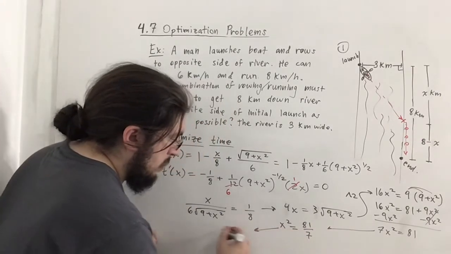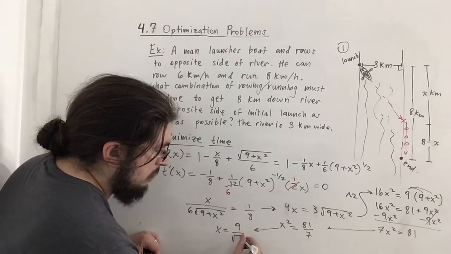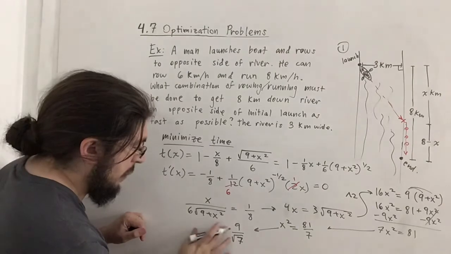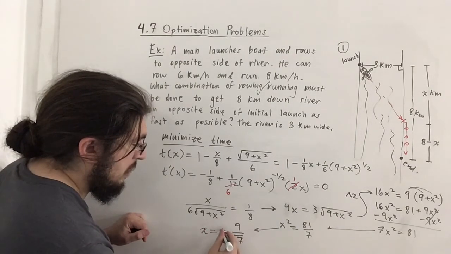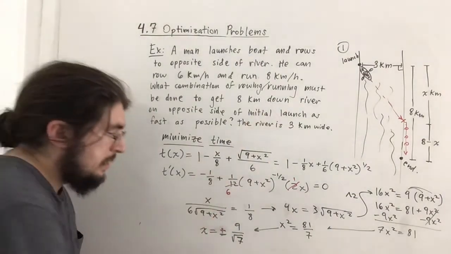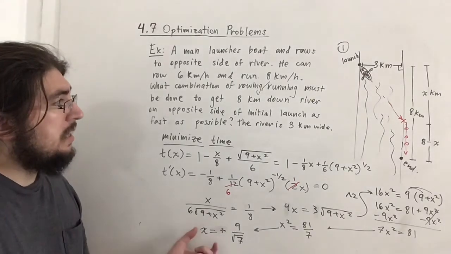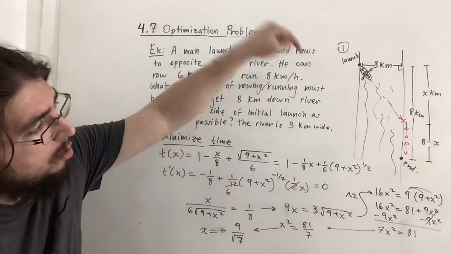And then square root to get x is equal to the square root of 81, which is 9, over radical 7. Now, when you square root, you get plus or minus, and that's where the extraneous part comes from. The only thing, though, is that it's not too bad because, of course, x is a positive distance, so it's never negative anyways. So this is actually the distance that we have to row down.